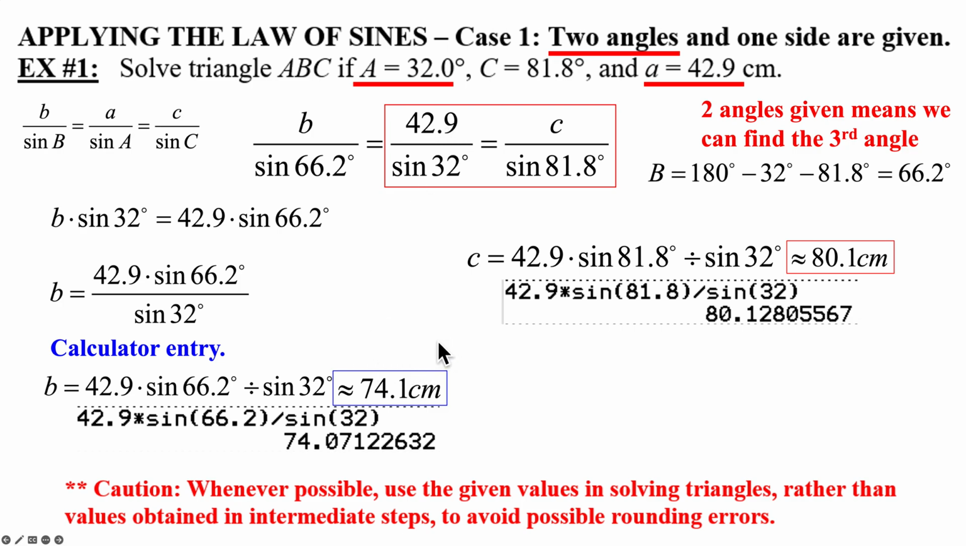So you can kind of see why I call this the Goldilocks rule. One side's too big, one side's too small, one's right in the middle, just right. Okay?